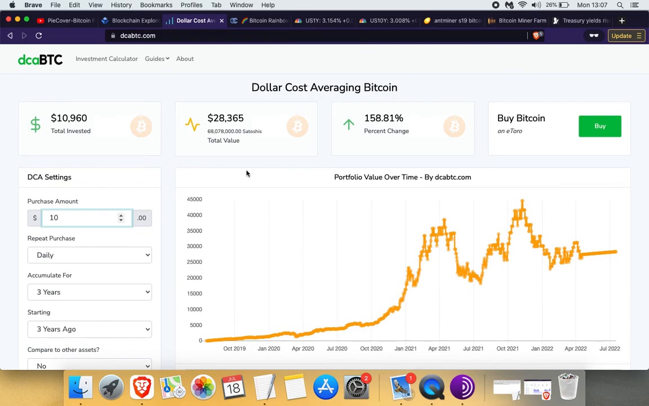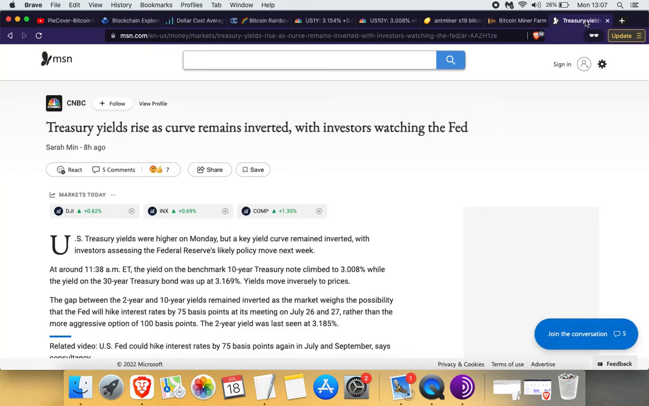And did I have something here? Yeah, this is: treasury yields rise as curve remains inverted, with investors watching the Fed. This is the thing. You see investors watching the Fed because they are all stupid. You see what I'm saying? They are all watching the same opponent. So you're not supposed to do that.